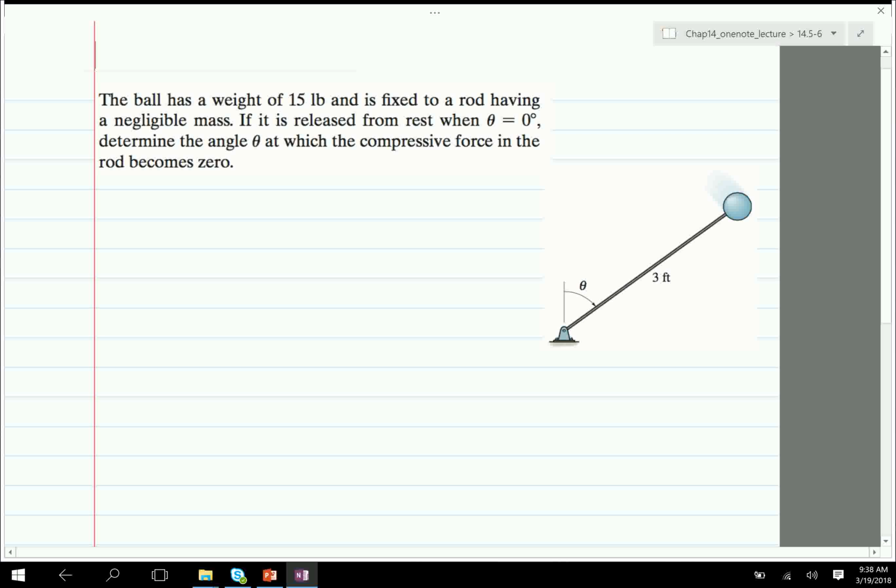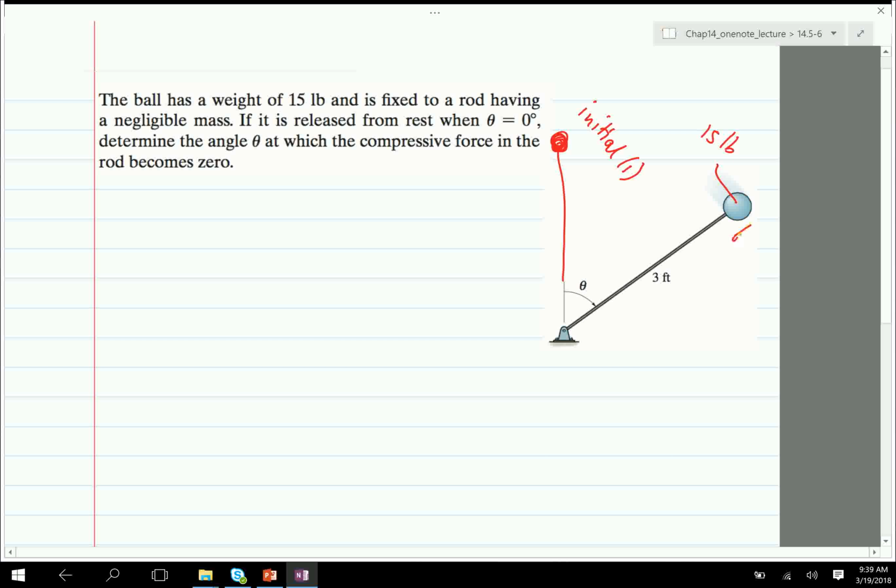Okay, so the ball has a weight of 15 pounds. This is 15 pounds and is fixed to a rod having a negligible mass. If it's released from rest when theta is 0, so it's clearly released from this position. This is the initial position. We'll call that position 1. Determine the angle theta at which the compressive force in the rod becomes 0.